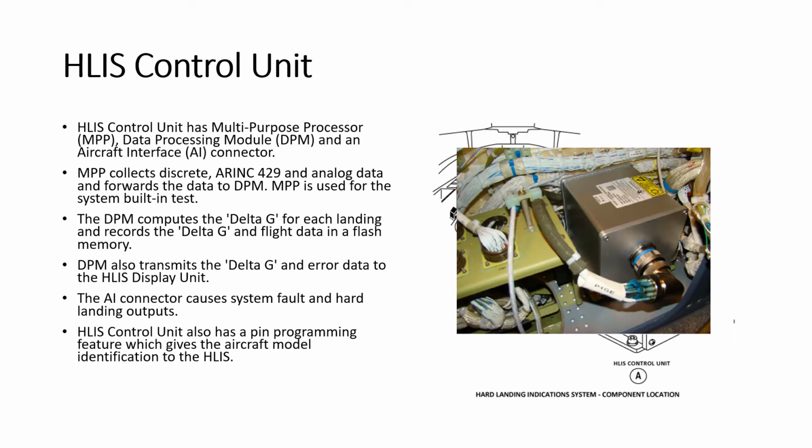So the data processing module computes a delta G for each landing and records the delta G and flight data in a flash memory. The DPM also transmits the delta G and error data to the hard landing indication system display unit, which is in the cockpit, and we'll take a look at that in a minute. The aircraft interface connector causes system fault and hard landing outputs. And the control unit also has a pin programming feature, which gives the aircraft model ident to the hard landing indication system.